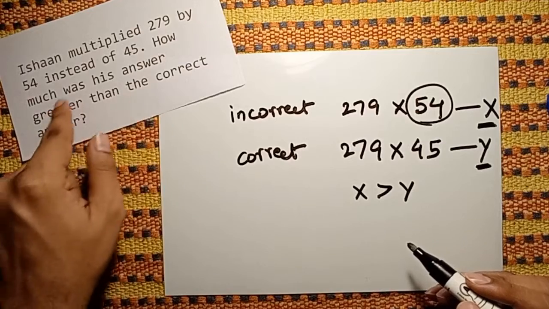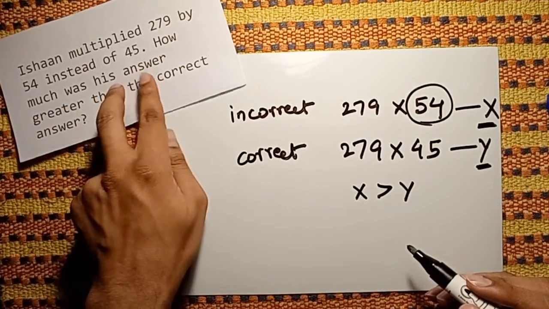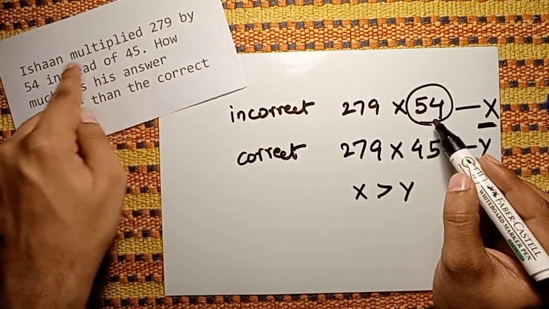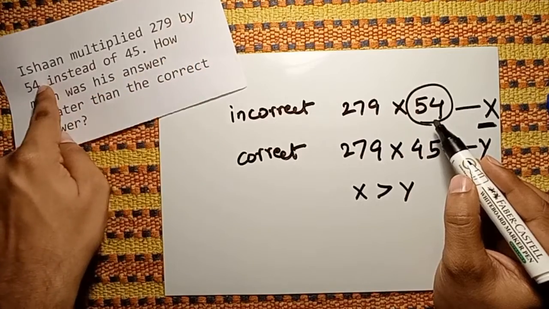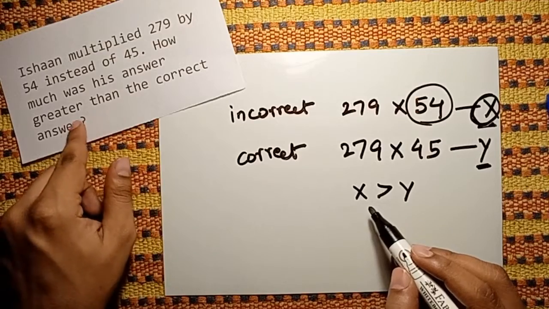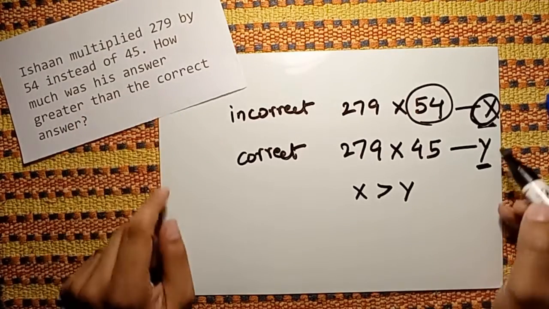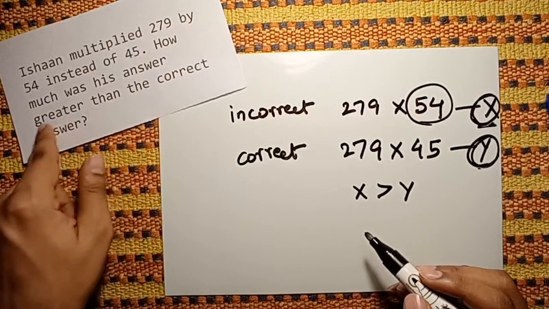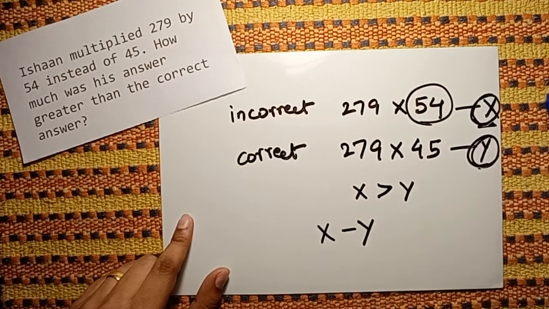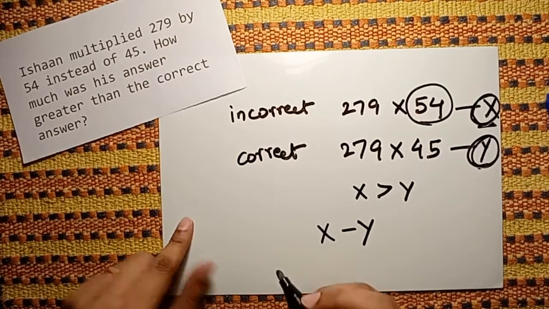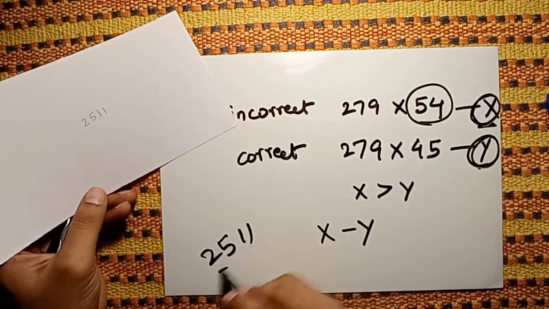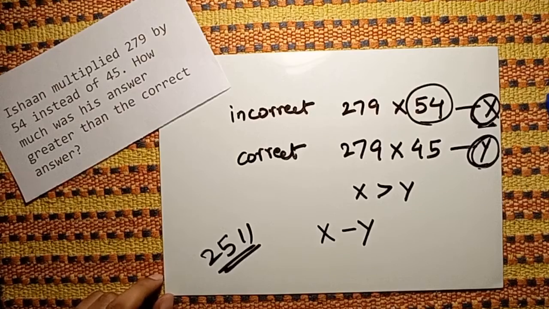Now, how much was his answer? His answer was 279 multiplied by 54 because Ishan multiplied 279 by 54. So his answer is x. And what is the correct answer? y. How do we find out how much x is greater than y? We find out by doing x minus y. You should solve this. The answer is 2511. Calculate it, verify it.